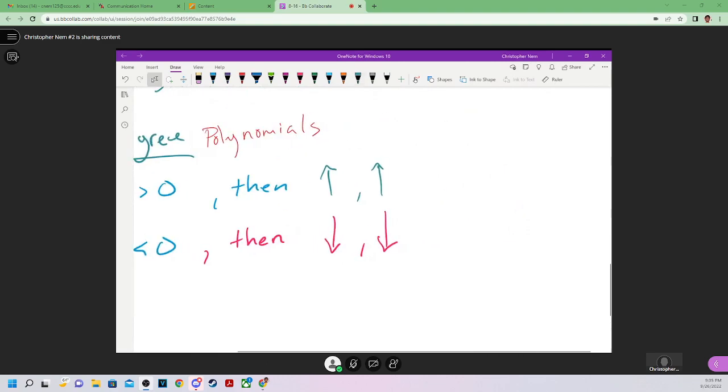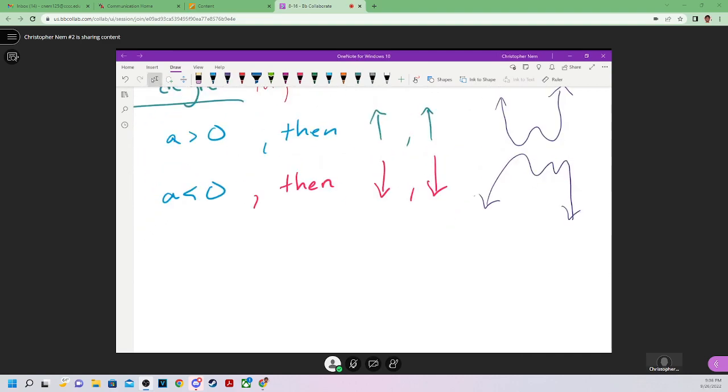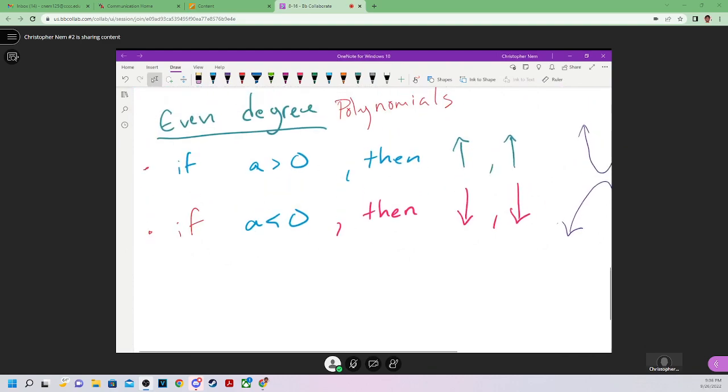So the image of this might be something like that. And then over here we might have, let's say, boom. The tail ends of them will go either both positive infinity or both negative infinity. They both go in the same direction, though. That's the key thing with even degree polynomials.